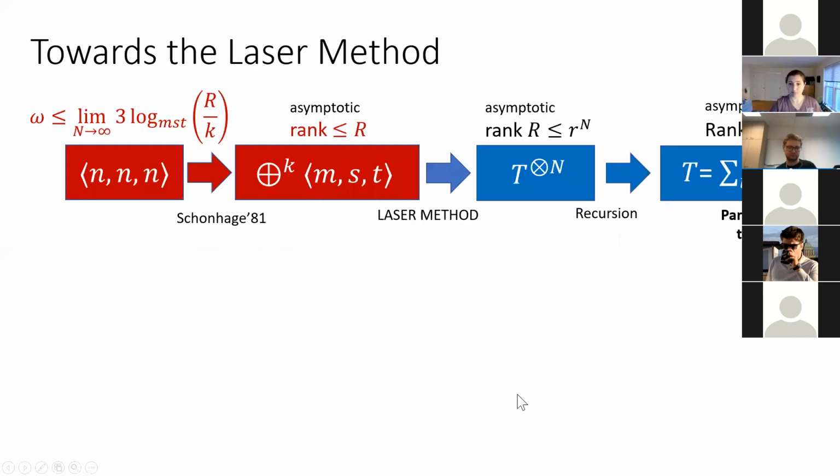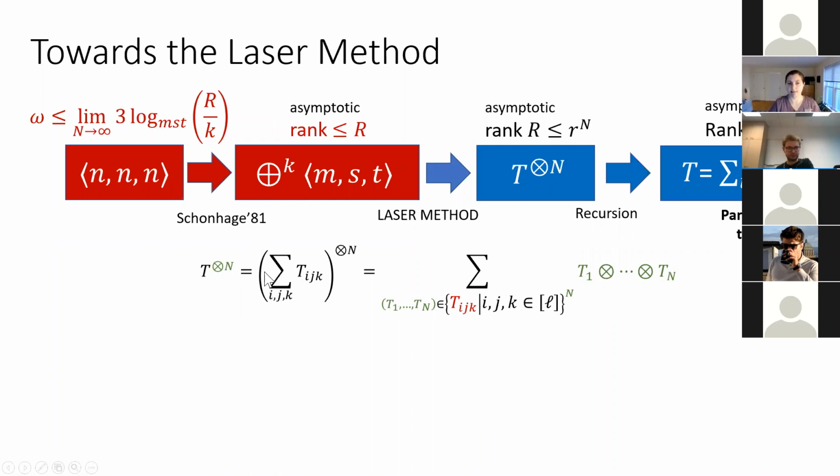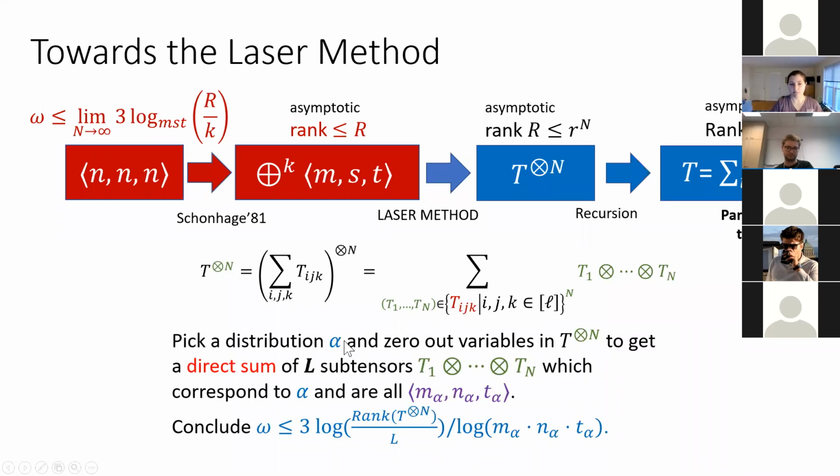All right. That's our goal. So here we are back in this picture. What we're doing is we took T, we partitioned it into these subtensors that are matrix multiplication tensors. You took the nth power. We got the sum of products, which are matrix multiplication tensors. We're picking a distribution alpha for the fraction of times each Tijk appears in here. And we want to zero out variables to get a direct sum of some L subtensors that all correspond to alpha. So they all have the same dimensions, and then we can bound omega like this. So our goal is to figure out how to zero out stuff, to bound L, and to pick the best alpha.